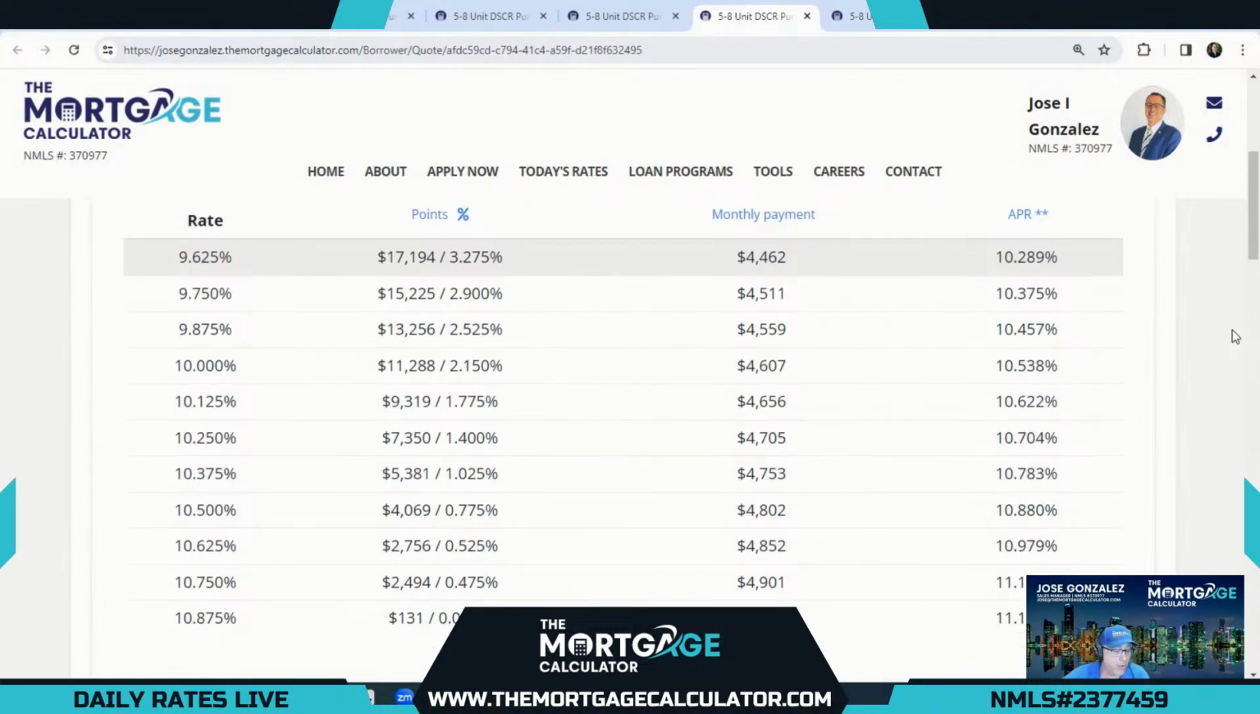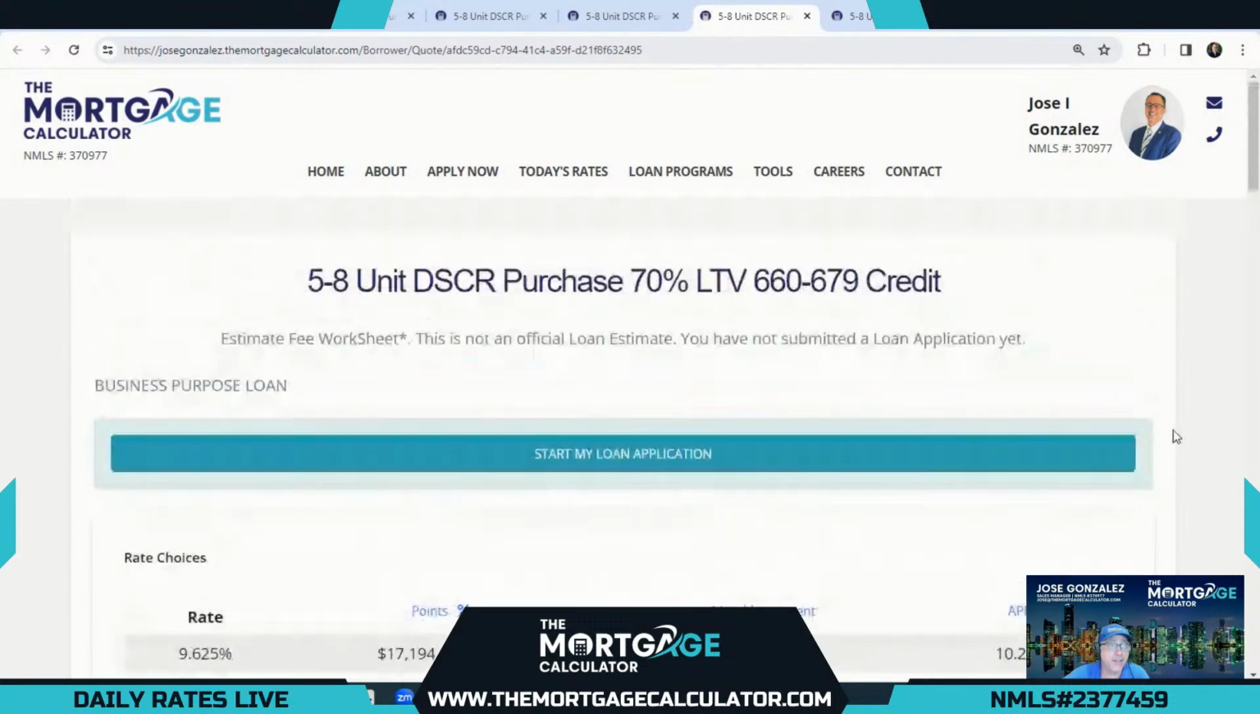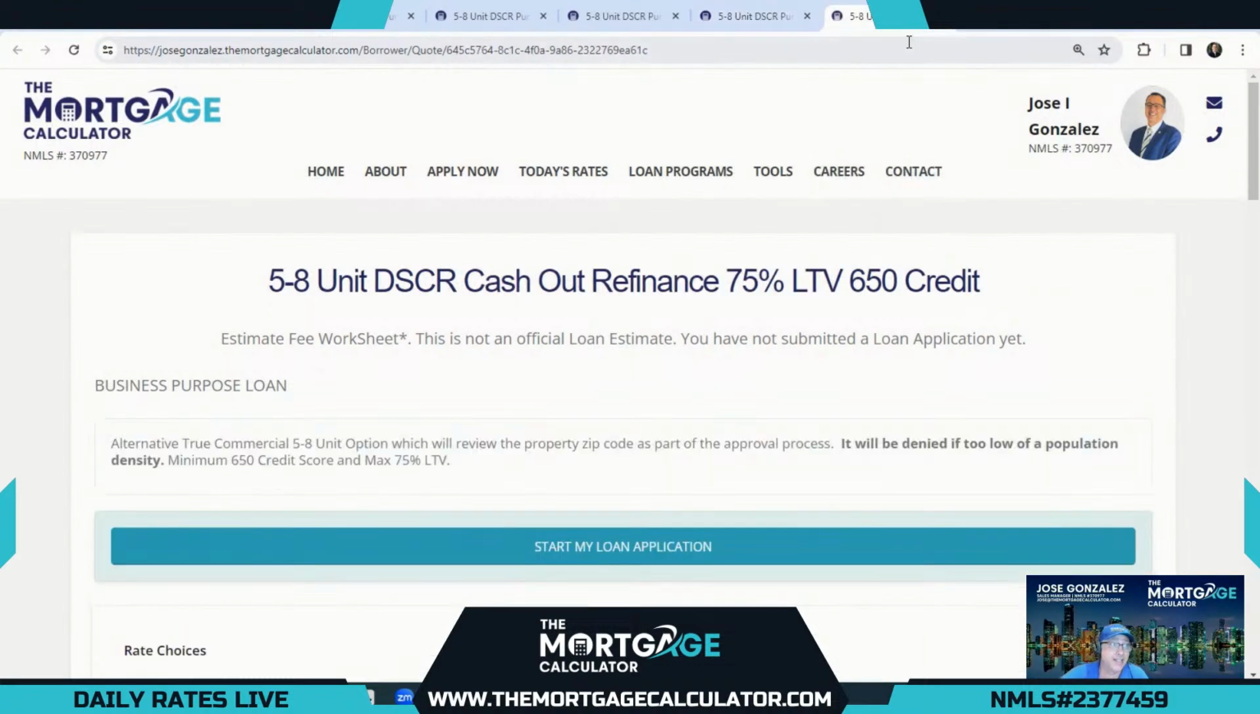10.875 is almost at par. You can buy that down to 9.625. And this is for a 660 to 679. But wait, there's more. We actually have options below a 660.